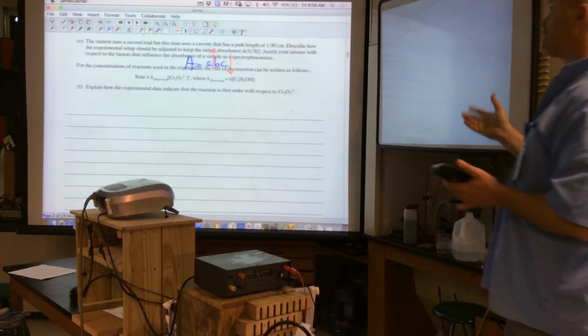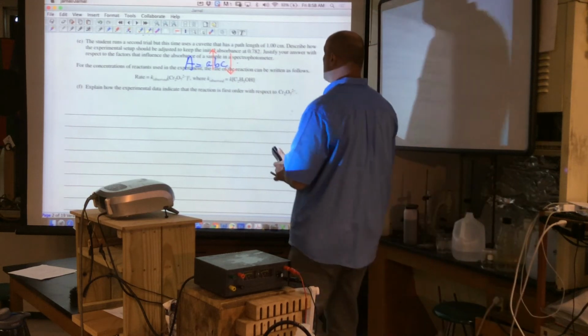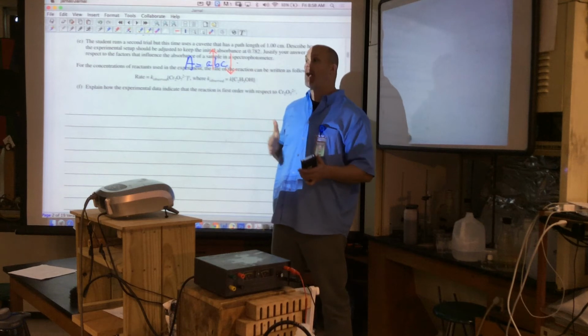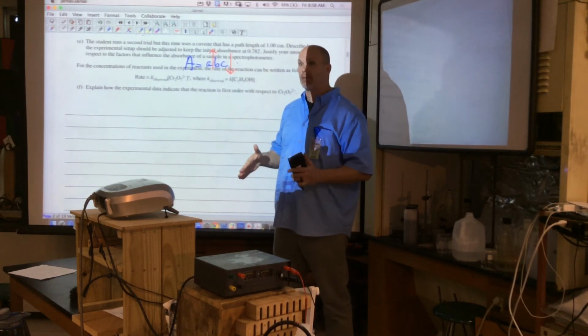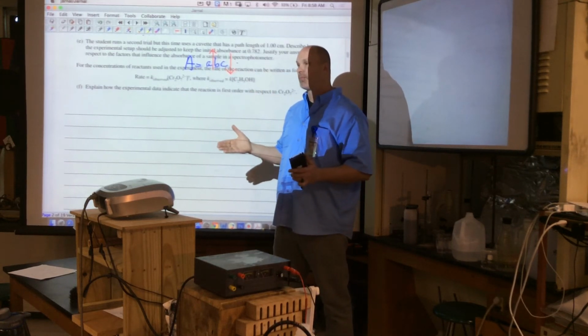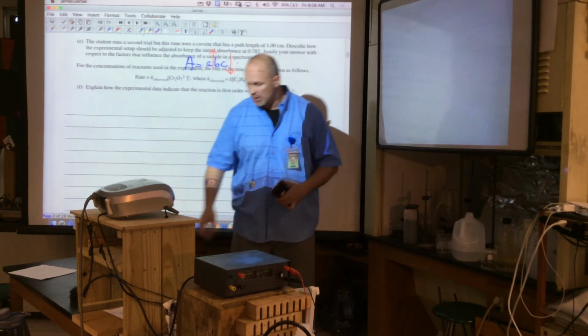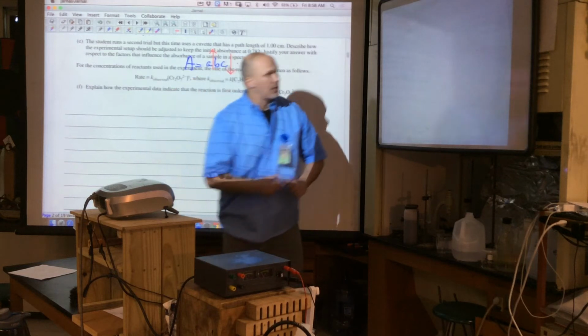Okay, last and not least for F, explain how the experimental data indicates the reaction is first order. I had so many people say there's a linear line. The amount of stuff is going down. Did you plot it? If you plot it, it's not really a linear line. Okay, in fact, if you were to look at this line, it would look something like this.